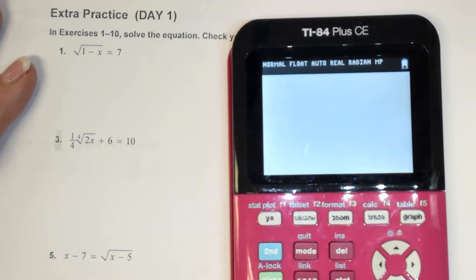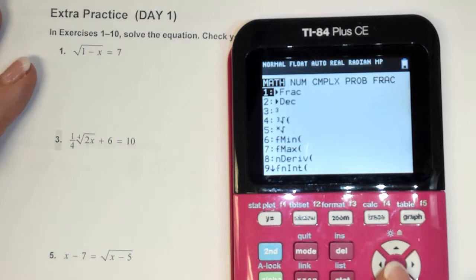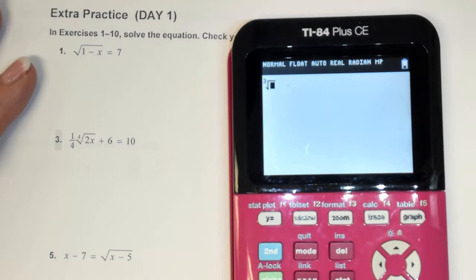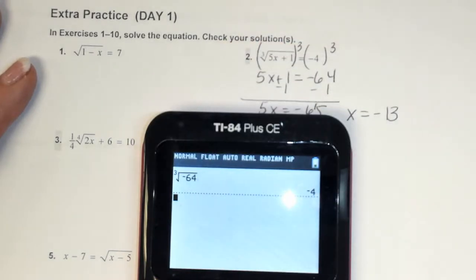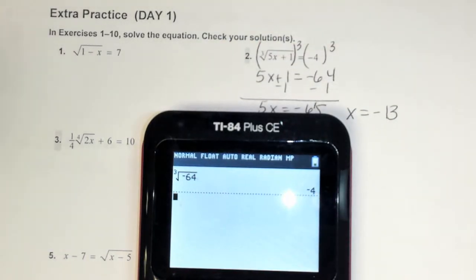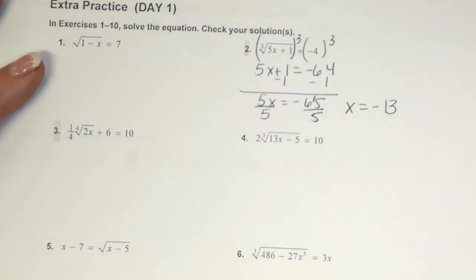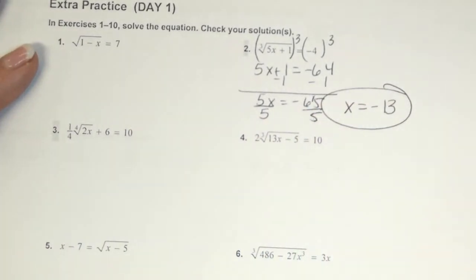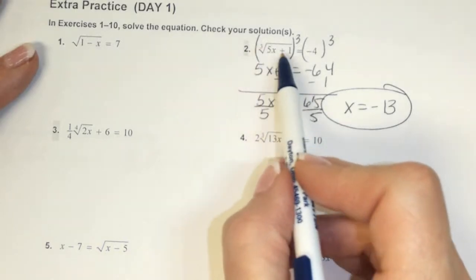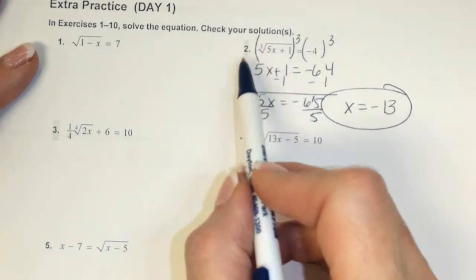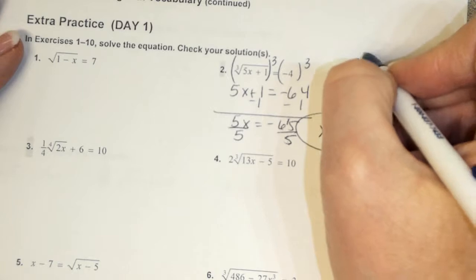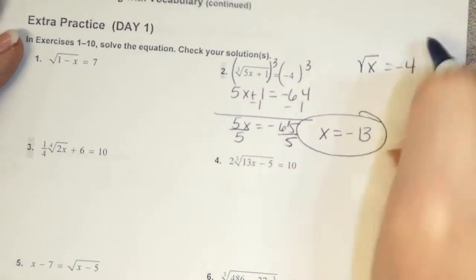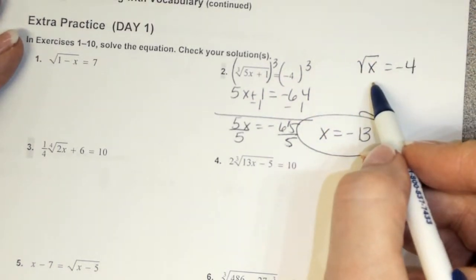Watch if I go to my calculator. I go to math, I go down to cube root. The cube root of negative 64 is negative 4. Okay? That's because a negative times negative times negative gives us that. So this is going to be the solution. So it's okay for a cube root to equal a negative, but it would not have been okay to have this problem. What's the answer to this going to be?